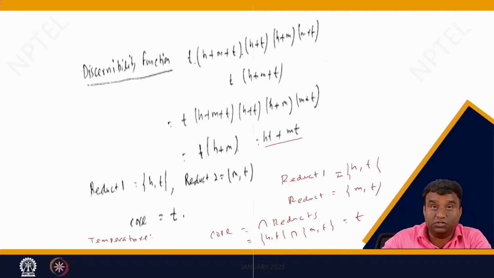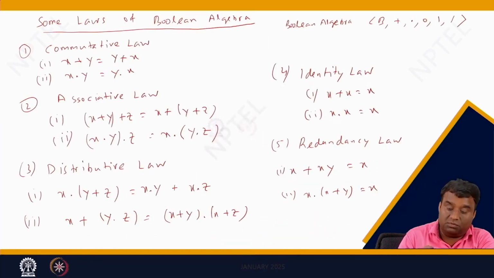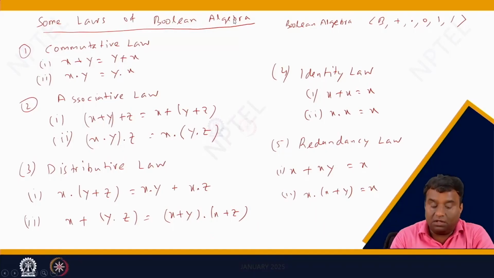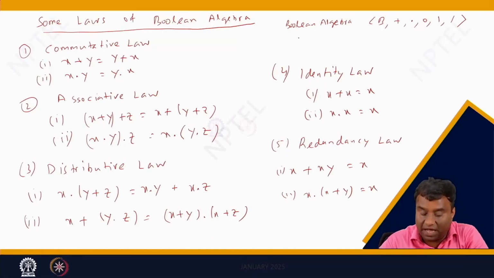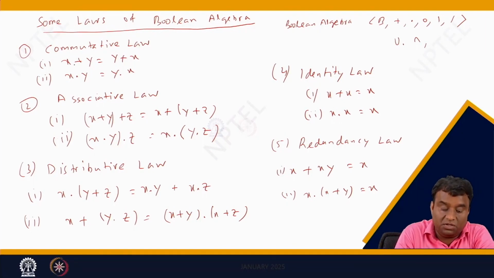So we need to learn some laws of Boolean algebra. No need to write all the laws because we will not use the complement. As you know, the Boolean algebra is basically the 6 tuples where B is the set, plus you can write for union, dot means intersection, 0 means the null set, 1 means the universal set, and this is complement. So these 6 tuples are known as Boolean algebra. Some laws are there, commutative law. So x plus y equal to y plus x is just like set theory: capital X union Y is equal to Y union X.